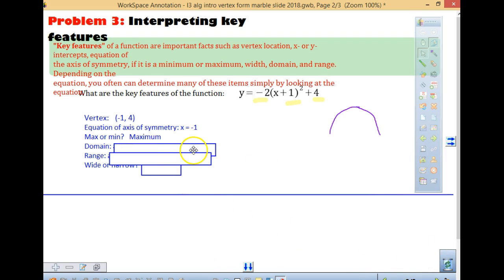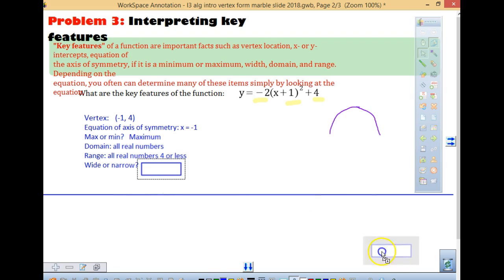The domain for x is actually all reals. The range is going to be below the vertex, right? All real numbers, 4 or less. And again, the range is dealing with our y-coordinate. Is this going to be wide or narrow? And when we think of that, we want to think in comparison to just the 1. So this would be narrow, right? It's getting narrower the bigger the number gets. If it's -2, -3, it gets narrower and narrower, okay?